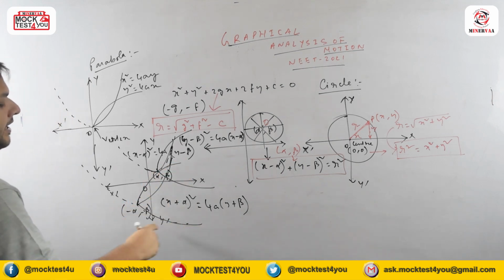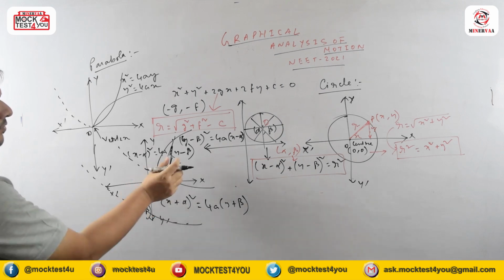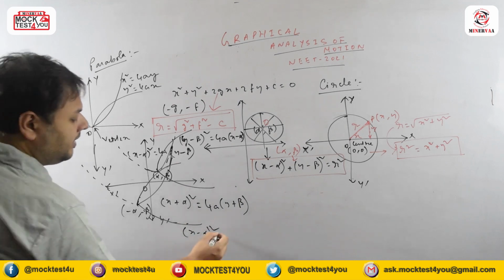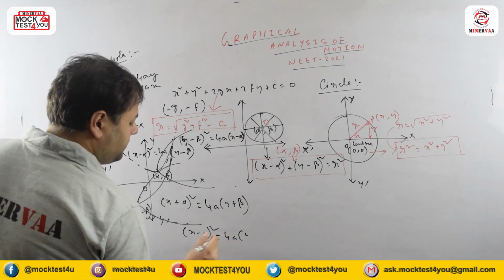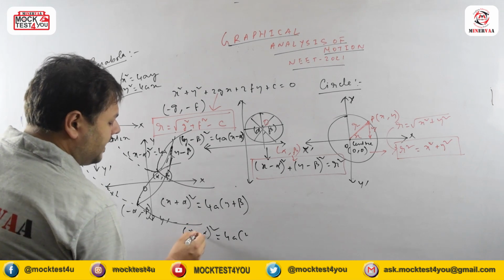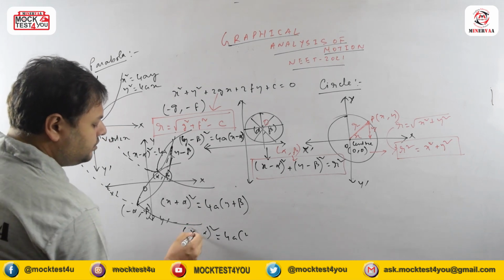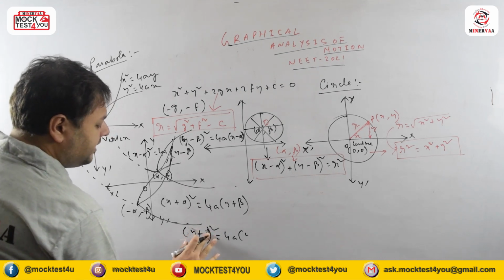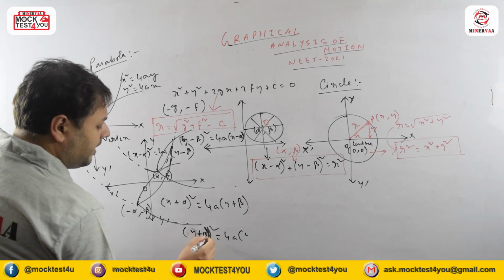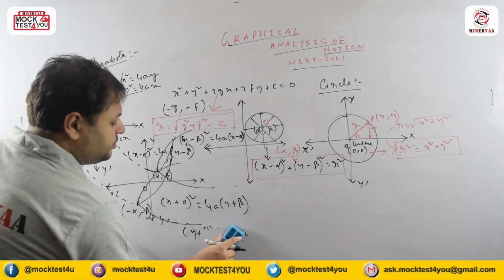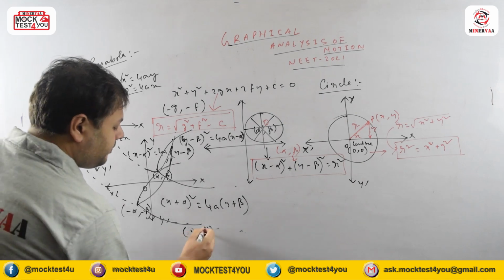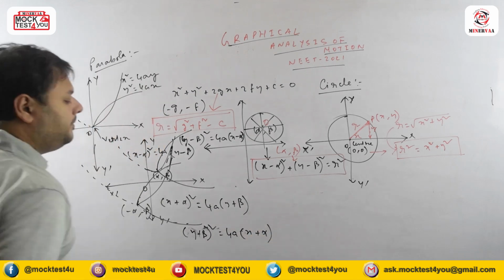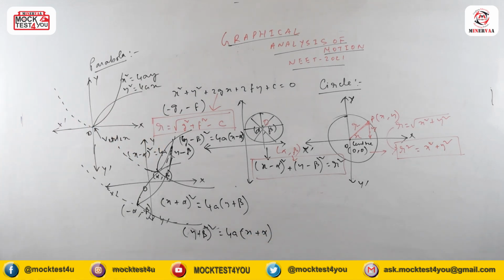Now here also, if the parabola is taking a curvature like this, towards the x-axis, this equation will be, because the coordinates are minus alpha, minus beta, y plus beta whole square equals 4a into x plus alpha. It will be like this. So these are the different parabolas we have.